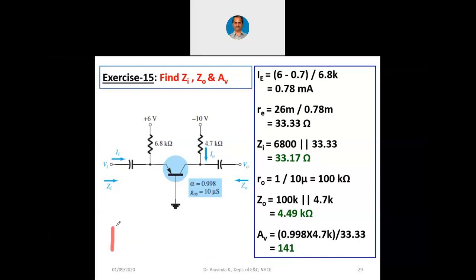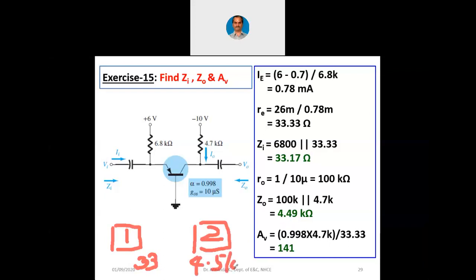Let us say we have one system block and we have one more system block. Imagine, let me call it as 1 and let me call it as 2. Now, in this example, let us say the output impedance of the circuit number 1 is 33 ohms. And let us say the input impedance of this circuit number 2 is around 4.5 kilo ohms. That is the example here.